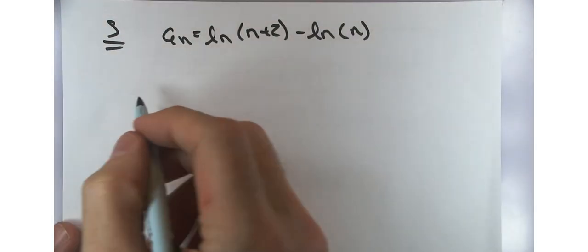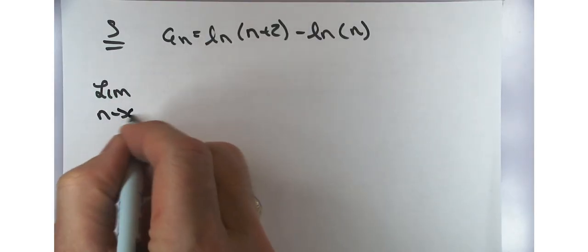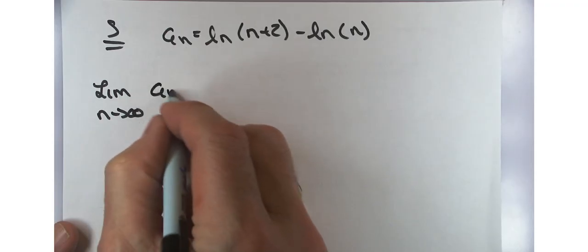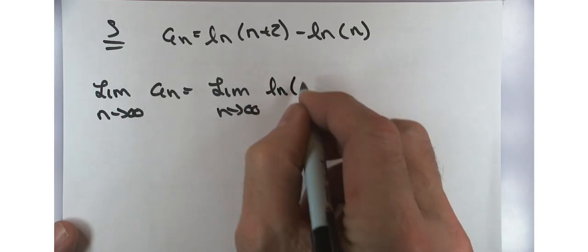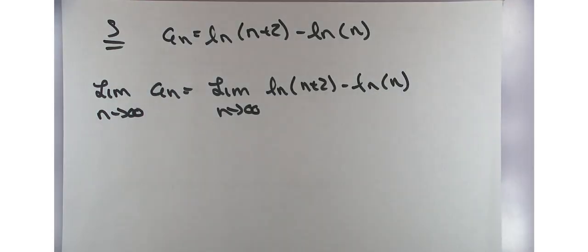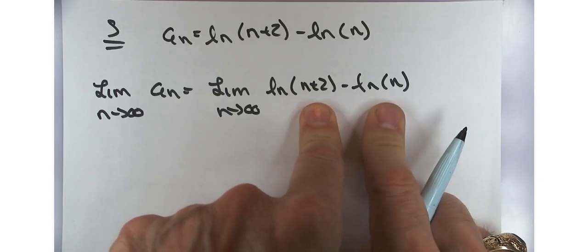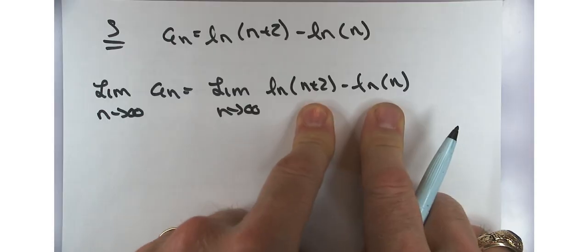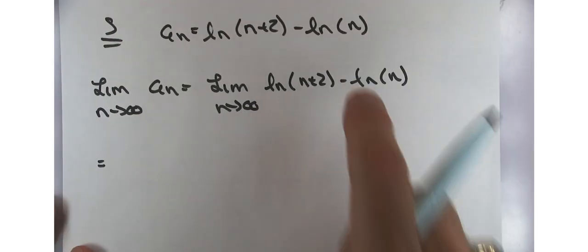I want to take a look at the limit as n approaches infinity of a sub n, which is the limit as n approaches infinity of ln of n plus 2 minus ln of n. And if you're looking at this going, well, that feels like infinity minus infinity, and you're like, well, infinity minus infinity is 0? No, we can't really say that. Can't be quite that loose with our use of infinity.